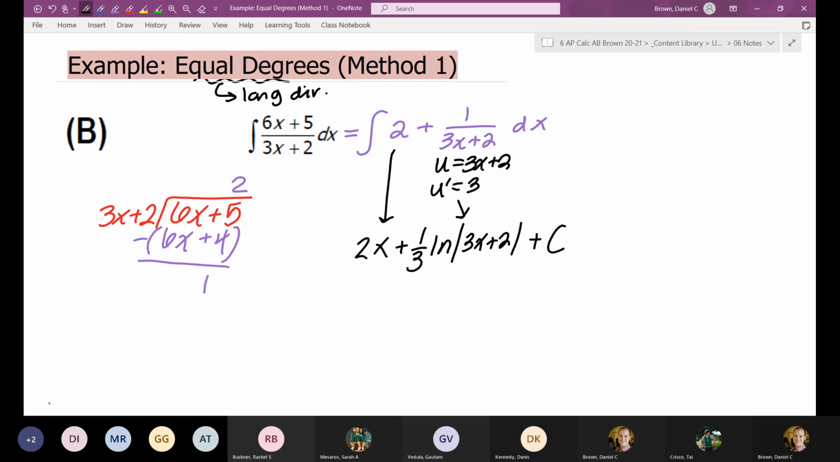I am going to show you the other method. Again, I don't think many students will use the other method, but I just want to show you that it is an option that works when you do have equal degrees. But questions on this one, Mitchell, go ahead.